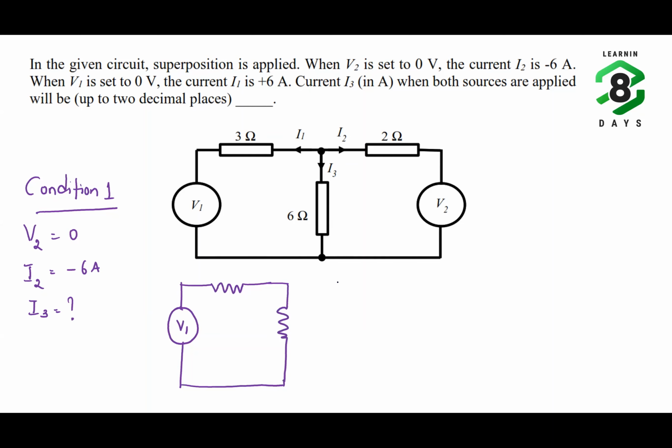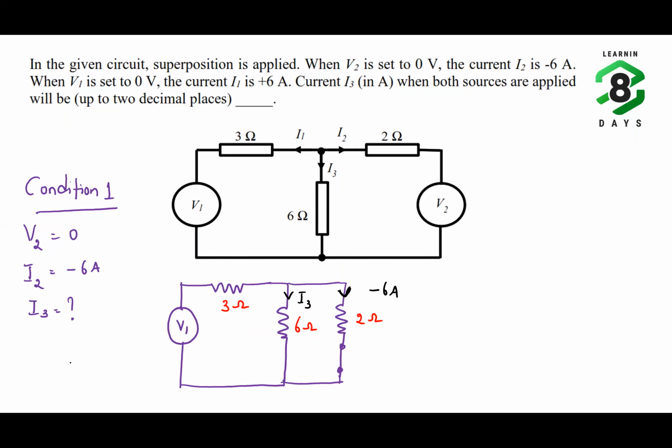So the remaining 2 ohm will be parallel. Now why? Because this voltage source is short circuited here. So what are the elements now present? It is 3 ohm, it is 2 ohm, and it is 6 ohm. This is the circuit after nullifying the source V2. Now what data was given? The current I2 is minus 6 ampere. Where is I2? I2 is flowing through the 2 ohm resistor. It is minus 6 ampere. And I3 is flowing through the 6 ohm resistor. This we need to compute.